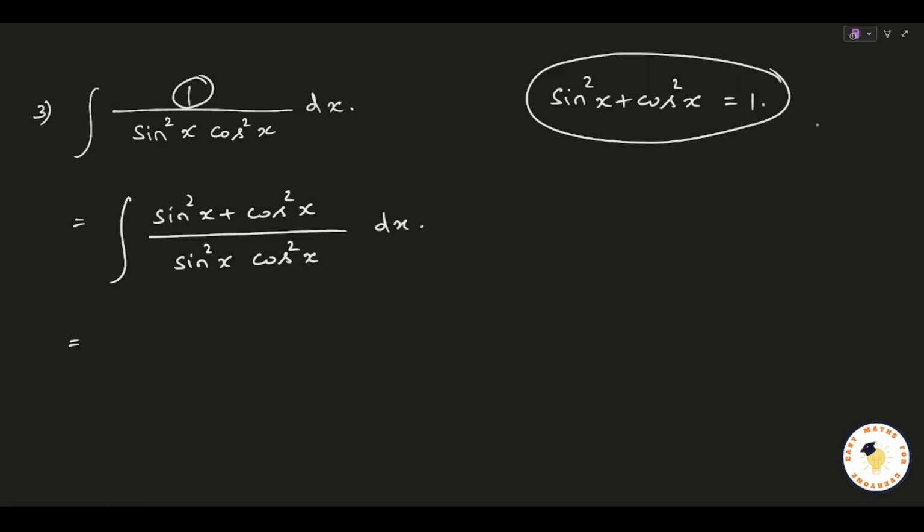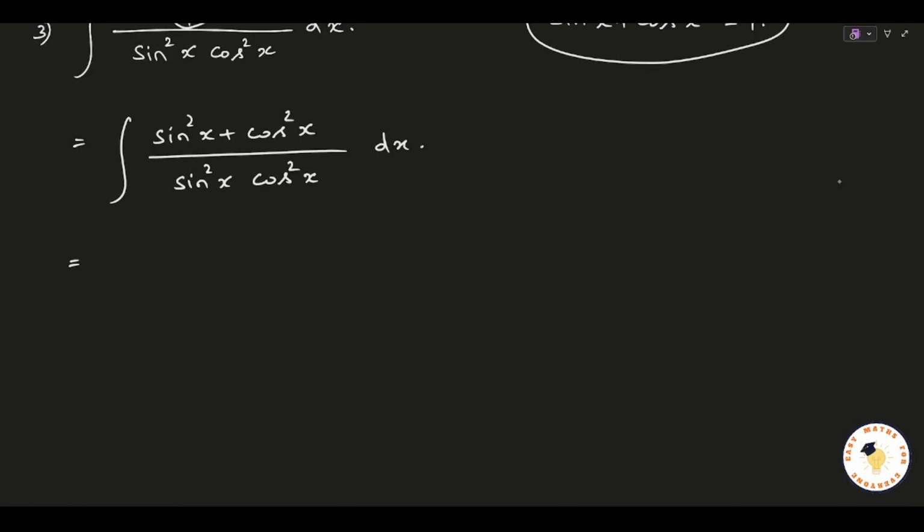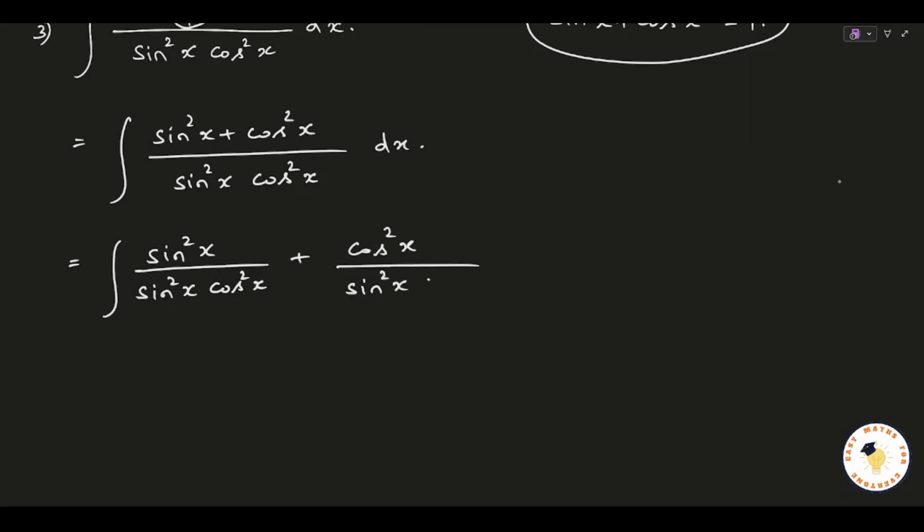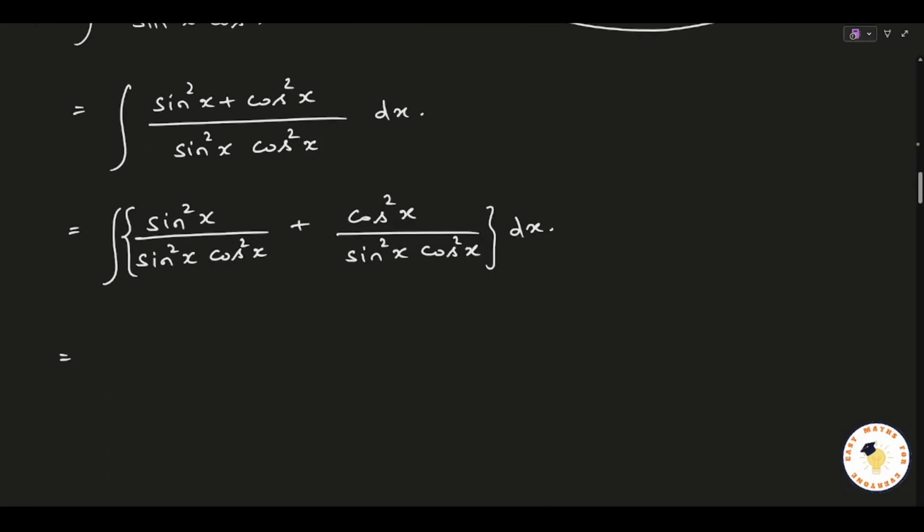Now we are going to split this into two terms, like integral sin square x divided by sin square x into cos square x plus cos square x divided by sin square x into cos square x. Of course, dx is common to both of these. Now we can cancel sin square x and sin square x. Here cos square x and cos square x. So the remaining terms are 1 by cos square x plus 1 by sin square x into dx.